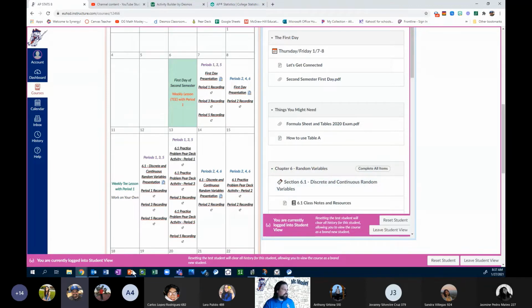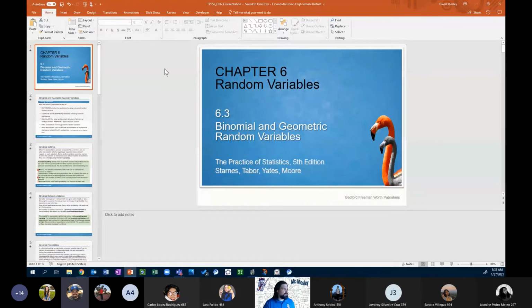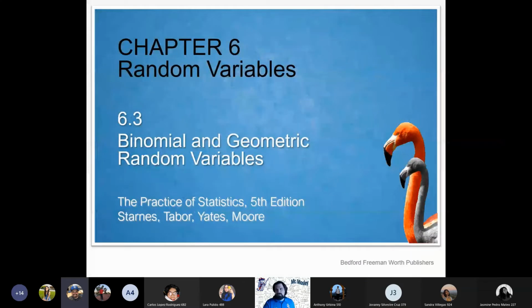And with that, we're going to switch over to our presentation for section 6.3. So if you're taking notes, get those ready, because we're going to have some new stuff. There's going to be some new formulas today, some new definitions, things that you're going to want to be able to reference. So please be prepared for that.